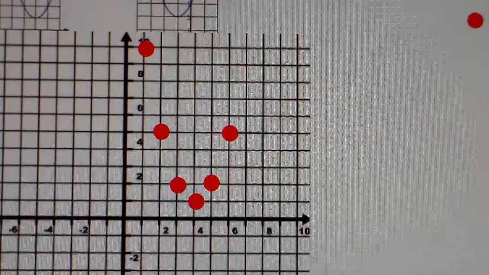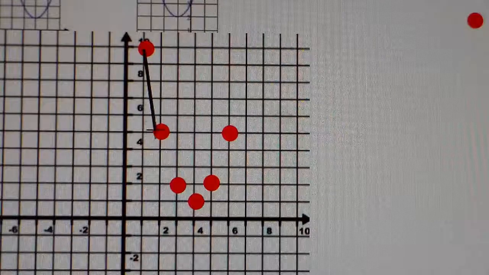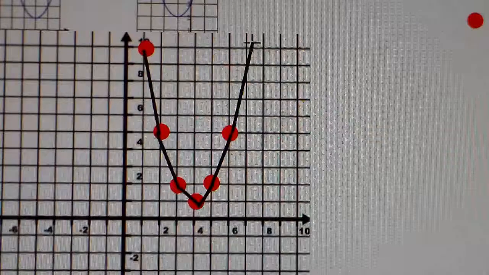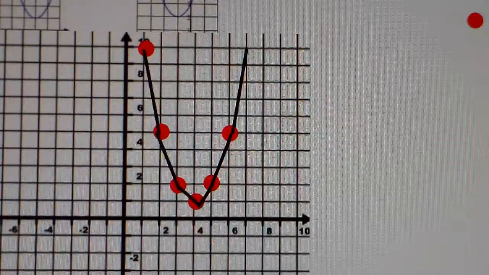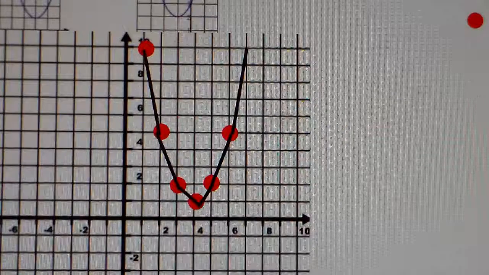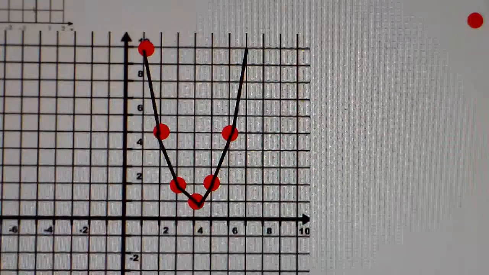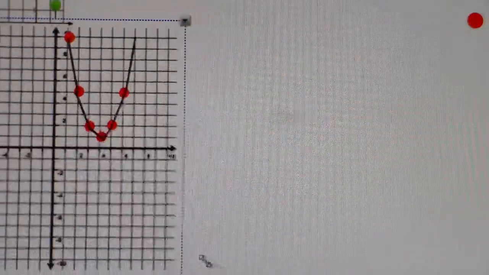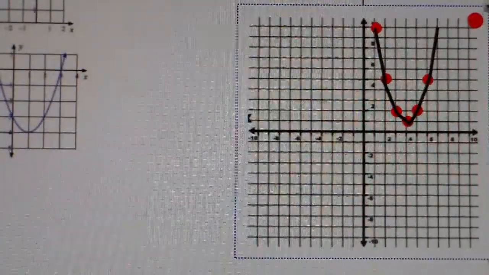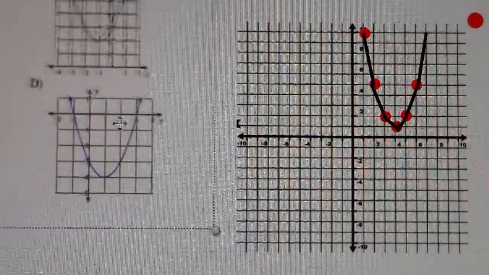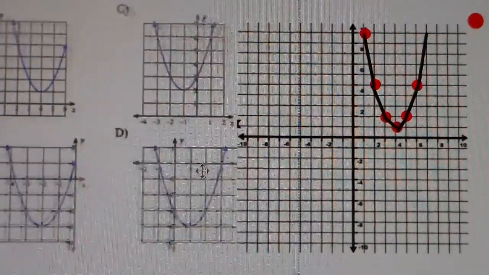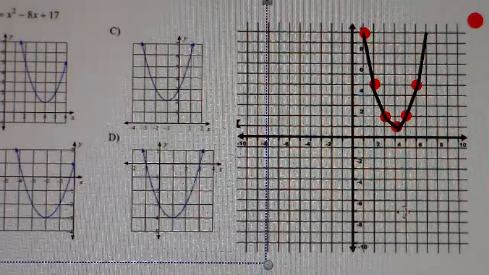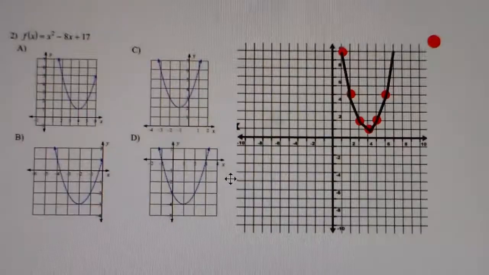So once we have those points all plotted on our graph, we can connect them. 1, 2, 3, 4. And just because we know it's a U, it's going to go right back up. Let's connect it, group, so we can see our picture. Let's put this side by side here. So we know that's our answer. Now let's bring in our answer choices here. Let's see our answer compared to the ones that are available.